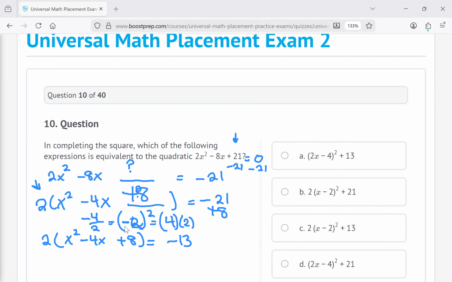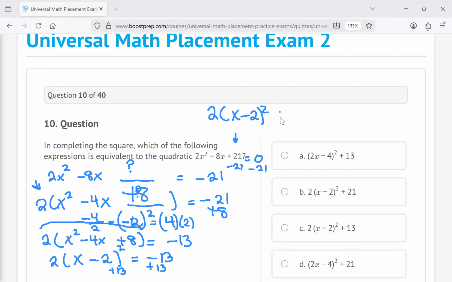And then what we're going to do is put this in factored form. So it's going to be 2 parentheses x, and then go backwards. Half of your b is -2, parentheses squared equals -13. And then lastly, move this -13 to the left by adding 13. So now you have 2 parentheses of x minus 2 squared plus 13. It looks like it's letter C.